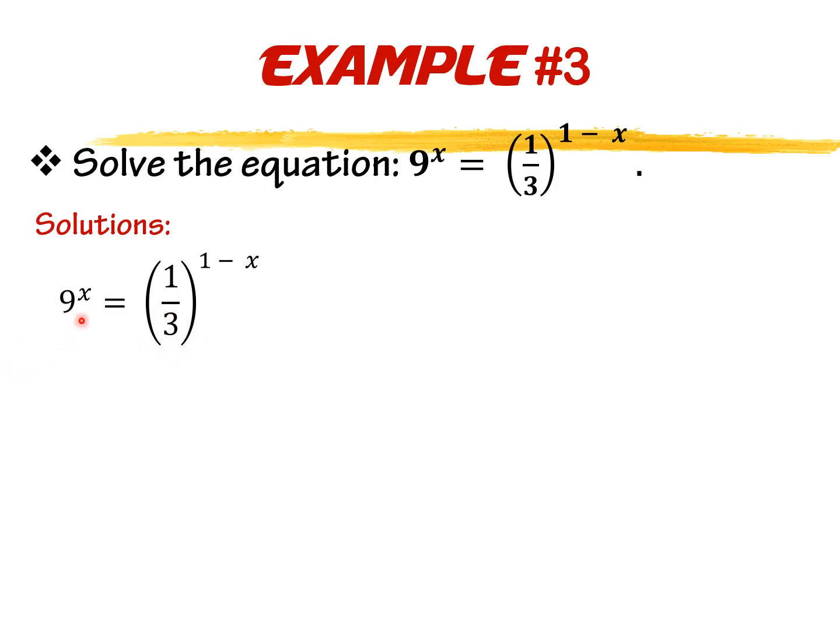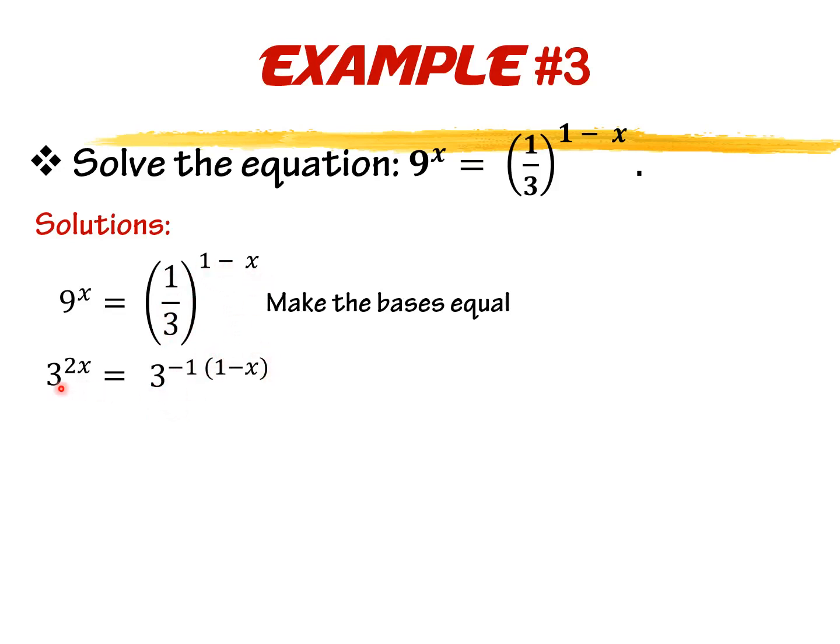So 9 can be written as 3 squared, raised to x. So you have 3 squared is 9. And then since this is the original exponent x, we multiply 2 by x. So you will have 3 raised to 2x. And then 1/3 is different from 3. But we can make this one also to base 3. So since the exponent here is 3 raised to the positive 1, when we put it in the numerator, that will be 3 raised to the negative 1. So this is also the same as 1/3. And then multiply by the original exponent 1 minus x.